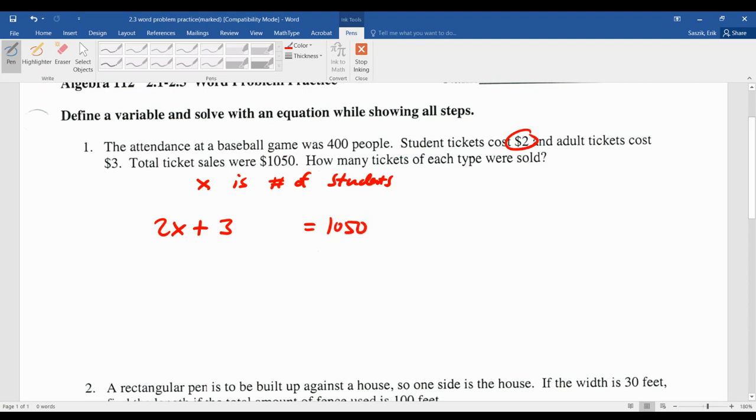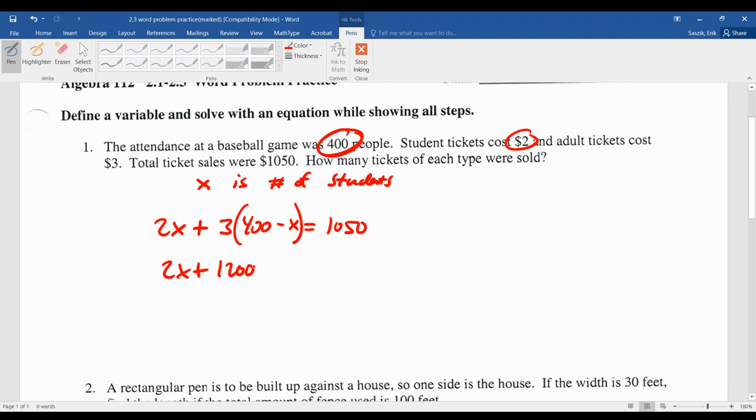Now remember, if you look up here now, we have every number accounted for in this equation except for the 400. Okay? If 400 total people went and X is the number of students, the number of adults would have to be 400 minus X, right? Just imagine this. Like, let's say 100 students went. Well, if 100 students went and 400 people total went, 400 minus 100 would give us 300 adults, right? You always subtract the number of students from the total to get the number of adults.